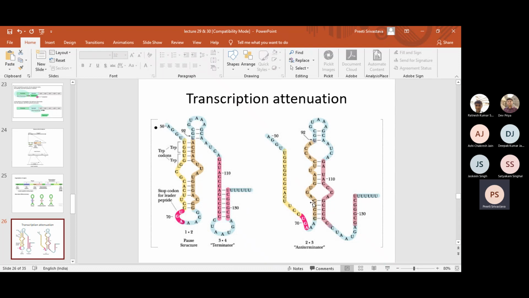4 is separately there, and 3 has paired with region 2. So therefore this sequence is called an anti-terminator, and in such cases when the anti-terminator hairpin loop is formed, that means when 2 and 3 pair up, then you will not have transcriptional termination. On the other hand, when 3 and 4 pair up, then you will have transcriptional termination. Is it clear?